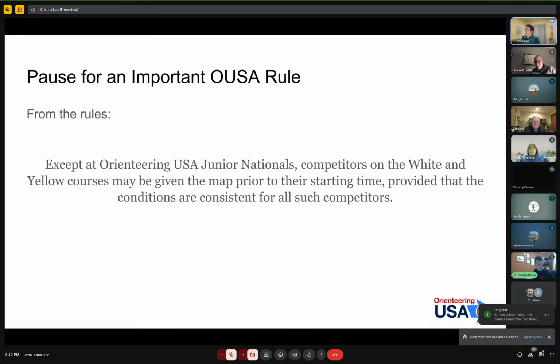So in the US, okay, we got a comment from Ted Good. Is there a concern about the parents seeing the map ahead of time? Their end courses in Norway are not competitive classes. If you're in, you're doing an open, it's because you're a total beginner. Then the first course you do is a slightly harder white. I don't know that those are posted. Maybe they are. But there doesn't seem to be a concern about posting them in Norway.